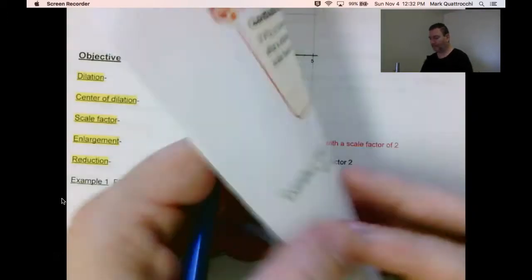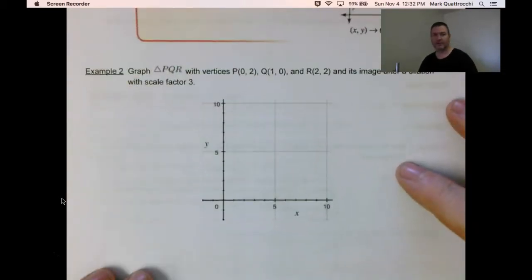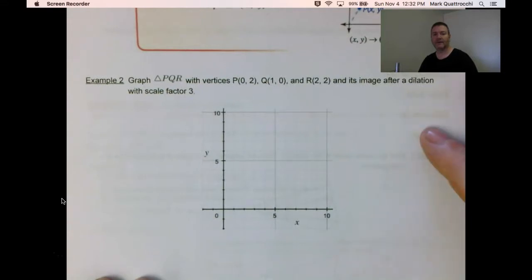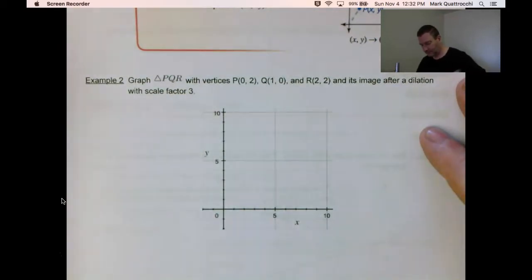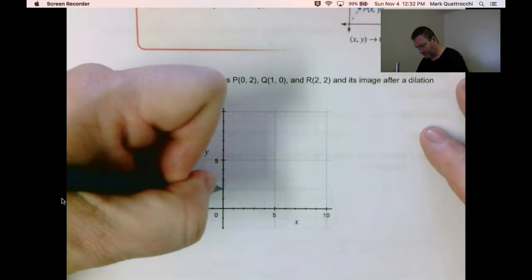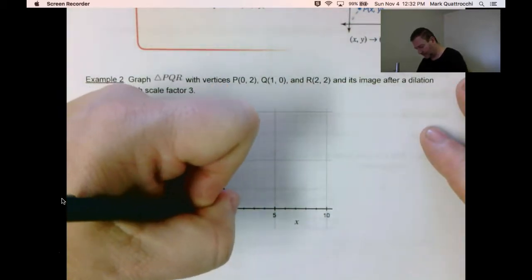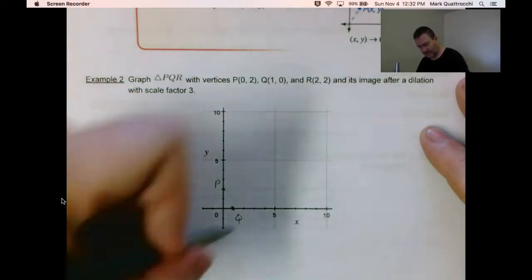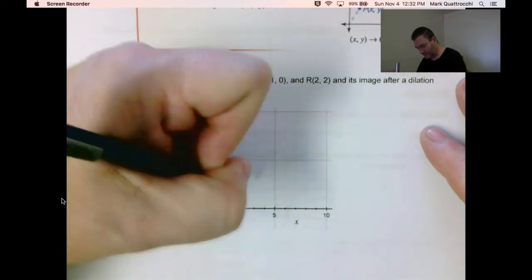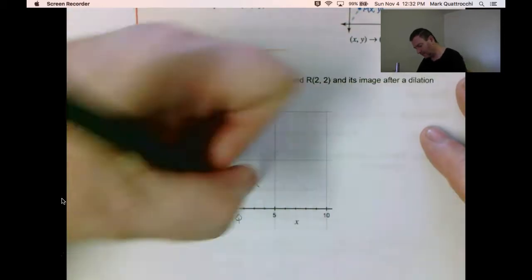Example 2. We're going to graph triangle PQR with these given vertices and its image after dilation with a scale factor of 3. So P is at 0, 2. Here's P. Q is at 1, 0. Here's Q. And R is at 2, 2. Here's R. So here's triangle PQR.